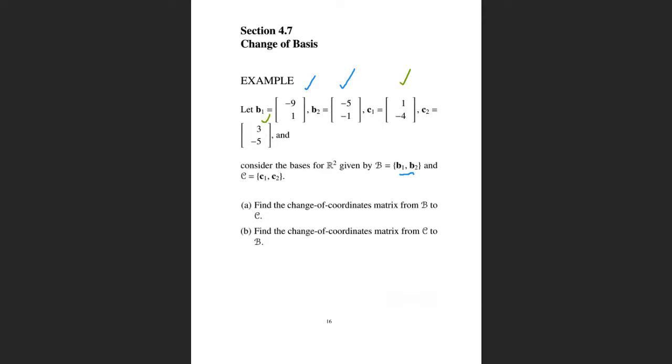What we want to do in part A is find the change of coordinates matrix from basis B to basis C. Once we find that, then we can easily find the change of coordinates matrix from basis C to basis B. So how do we go about doing this? What's the procedure? To understand it, we just have to ask the right questions, and then that'll guide us to the answer.